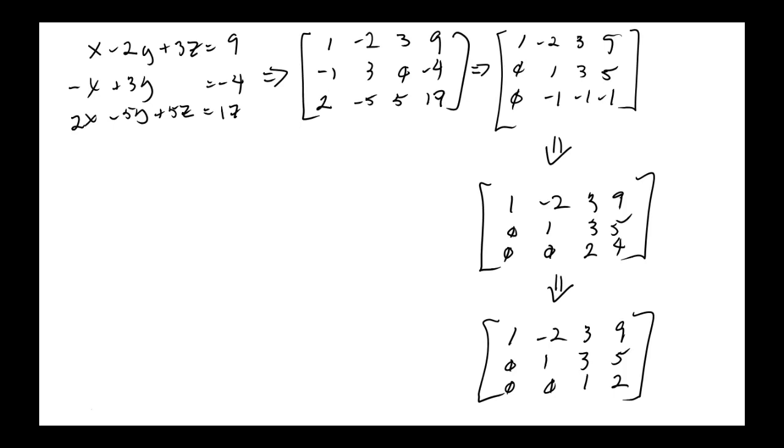If you had wound up with 0, 0, 0, 2 here, that's not okay, because that would say 0x plus 0y plus 0z is equal to 2, which is a no solution problem right off the bat. But if it's all zeros at the bottom, that's fine.